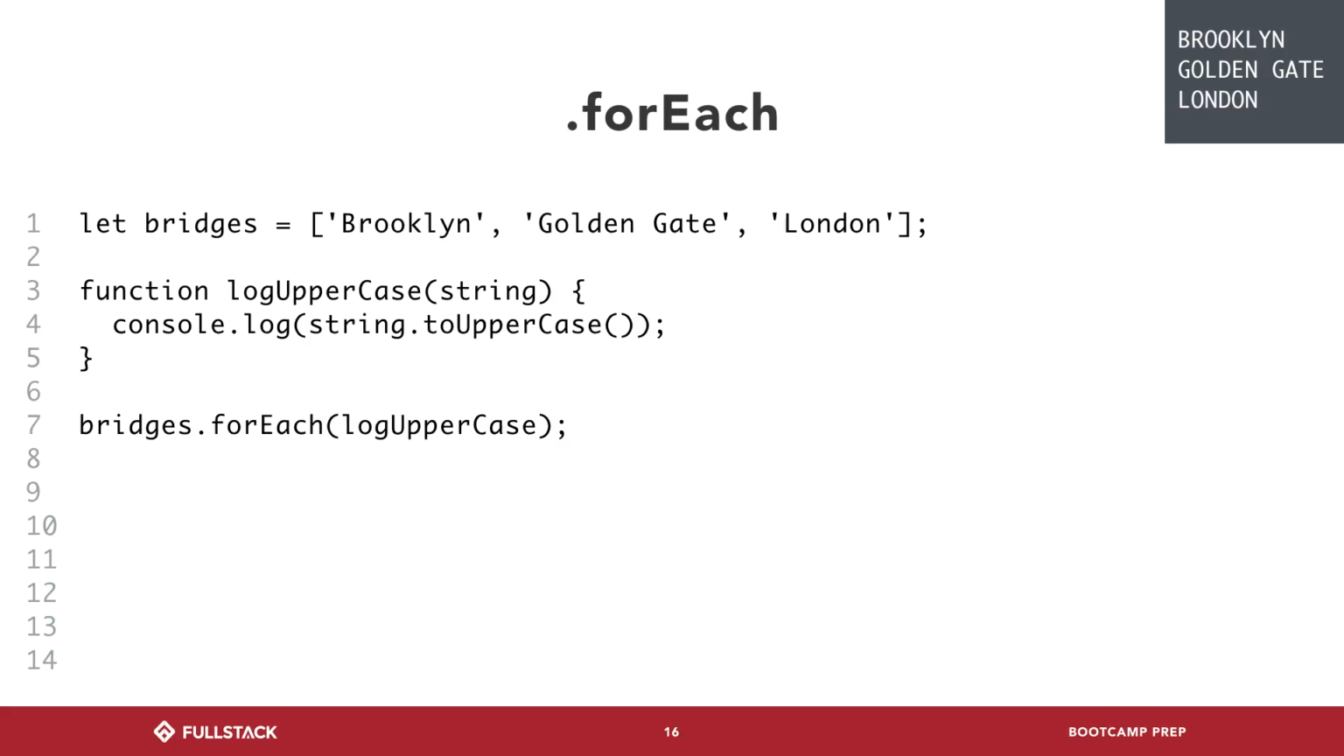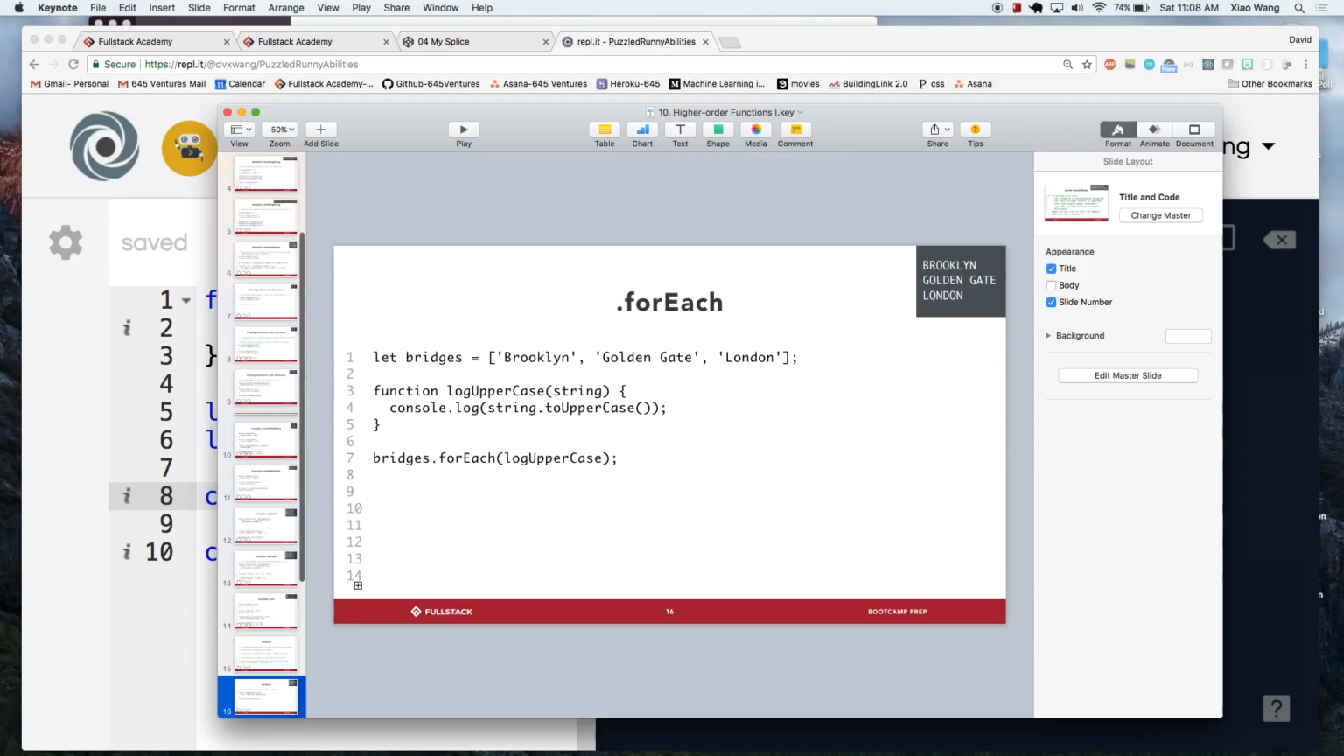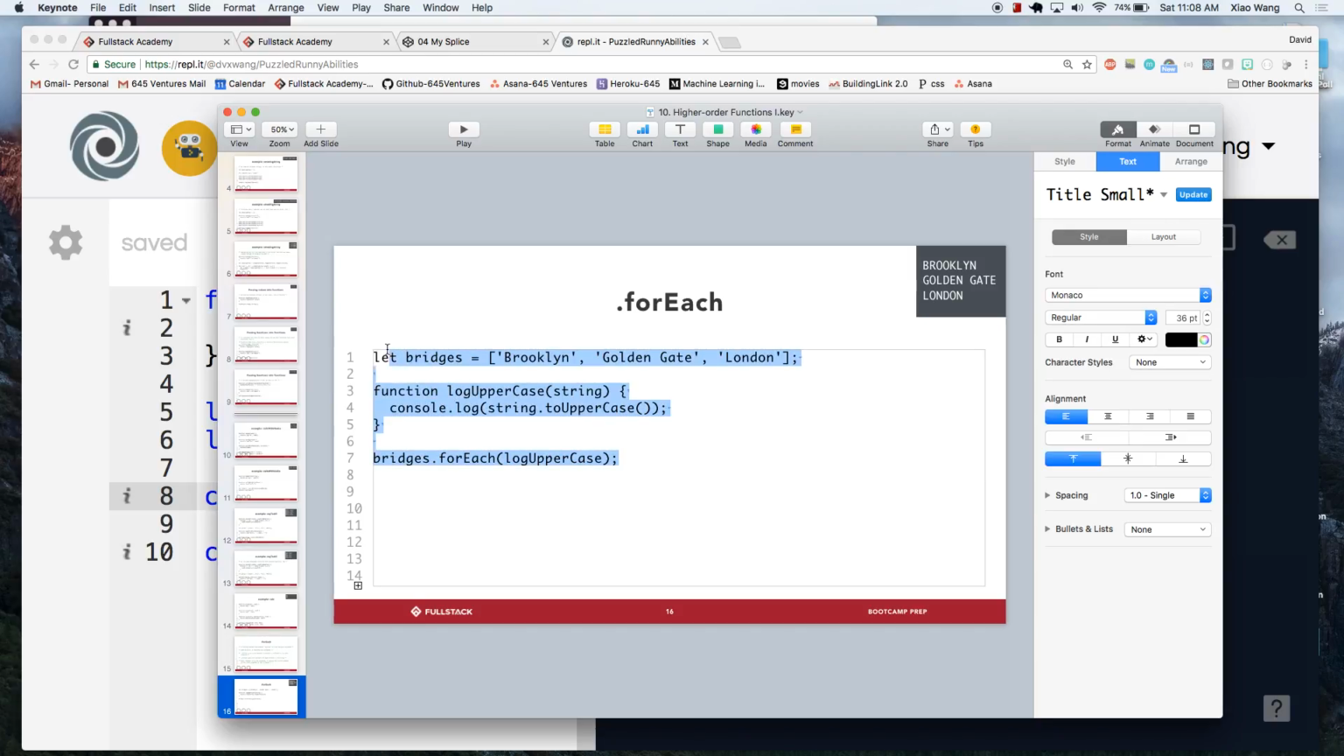What forEach does is make a lot of assumptions on your behalf. It assumes that it's going to call this function on every single element in this array, and that every time it calls this function, the function is going to expect the element as the very first argument. So if we want to rewrite this in a more homemade version.